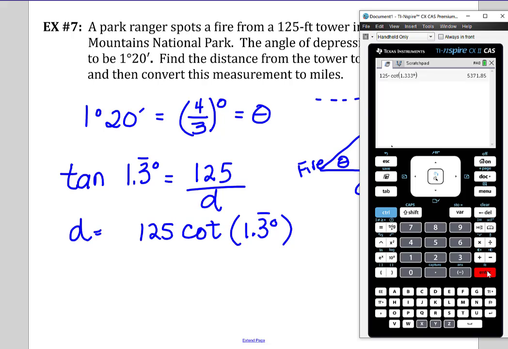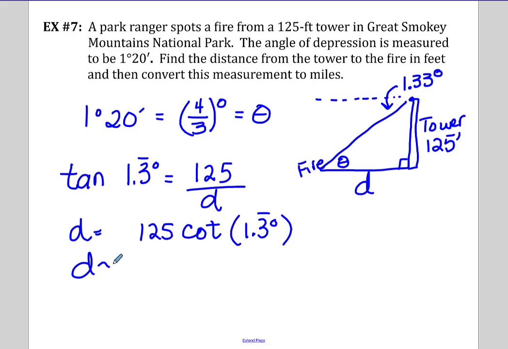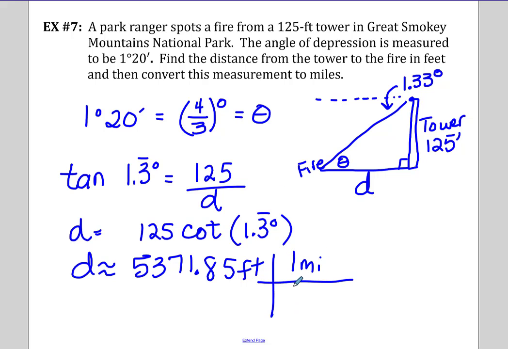which is 5371.85. So we've got roughly 5371.85 feet. And I'm multiplying that by the conversion factor that 1 mile can be converted to 5,280 feet. So the feet would cancel.